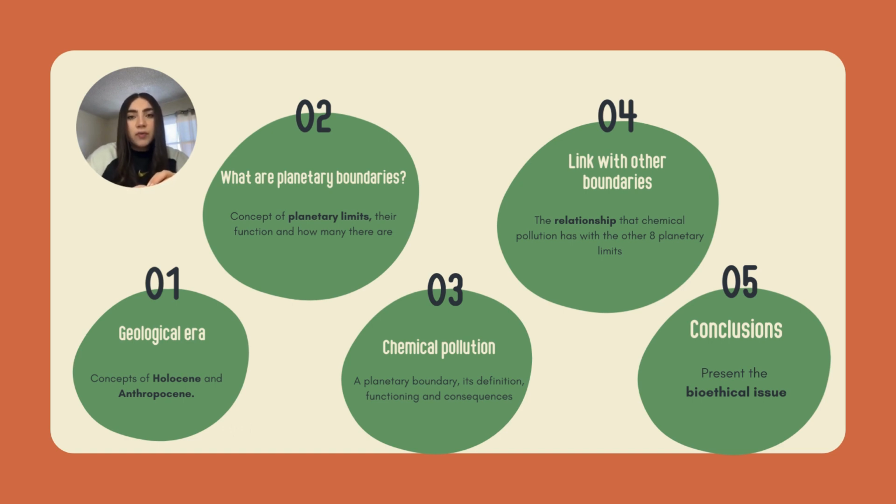In the third part, we will talk in depth about the planetary boundary called chemical pollution, its scientific definition, functioning, and consequences, etc. In the fourth part, we will talk about the relationship that chemical pollution has with the other 8 planetary boundaries. And in the fifth and last part, our conclusions will be given in the form of biological and moral issues.